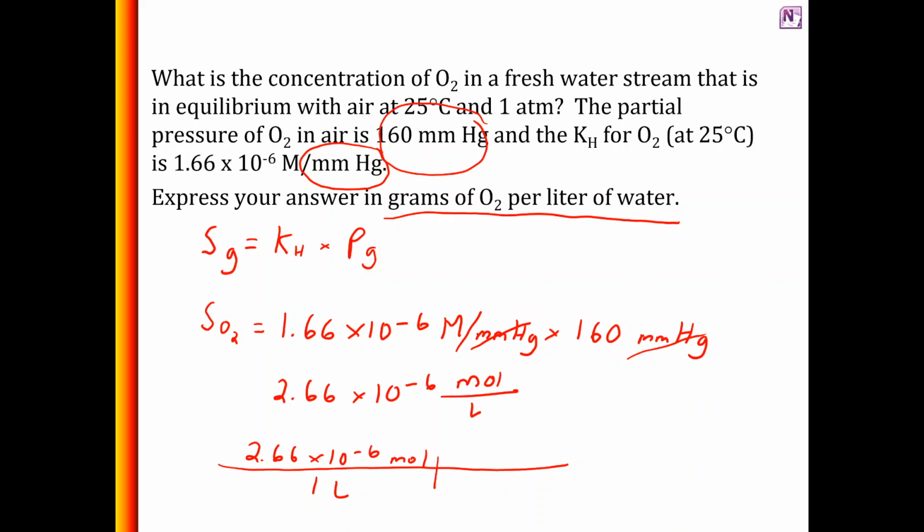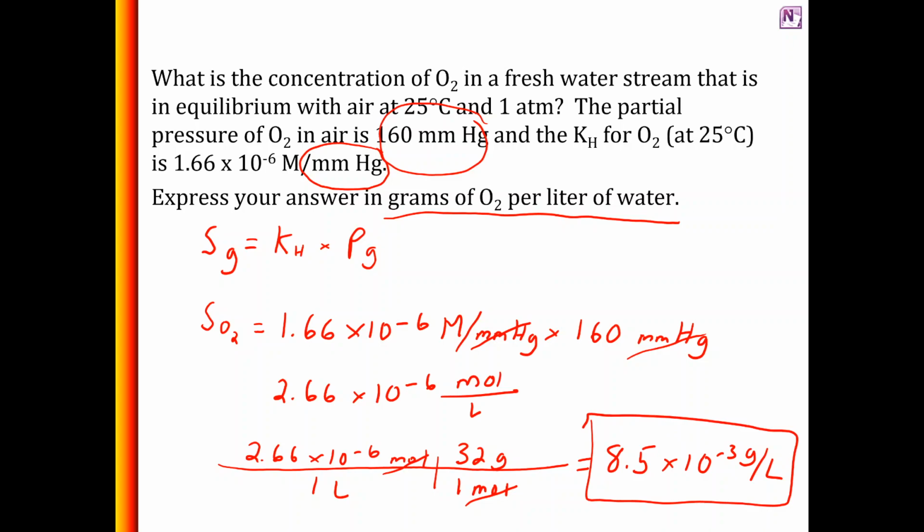Okay, so what do we need to go from moles to grams? Well, we need our molar mass. So we know that for oxygen, our molar mass will be 32 grams in 1 mole. Okay, so our moles will cancel with our moles, and this answer will give us grams per liter. So if we do this math, we end up with 8.5 times 10 to the minus 3 grams per liter, and that's the answer we wanted. Okay, so these are the units we wanted, so this is our final answer.